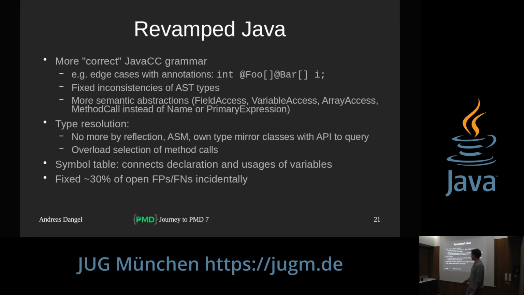And one interesting thing we figured out at the end, when we reviewed all the open bugs, is that during this rework of the Java language module, about 30% of the issues that we fixed for PMD 7 were not directly planned. They were incidentally fixed because the abstract syntax tree now better fits what we need, and the rules work better now.